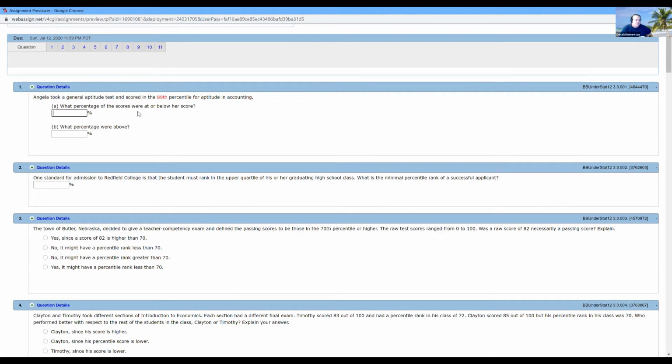So what percentage of scores were above and what were below? What percentage of scores were at or below her score? That's going to be 89, right? And the ones that were above are going to be the other 11. So if you did your SAT score and you were in the 95th percentile, wouldn't that make you in the top 5?